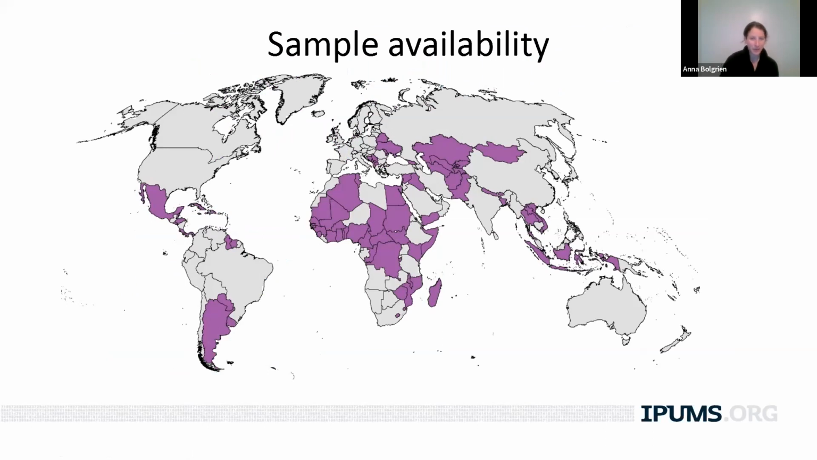Here's a map of the coverage of the IPUMS MICS data. Many of the countries shown here have multiple surveys spaced approximately every 5 to 10 years apart. There's also a small number of countries that have statistically representative subnational samples, either a specific area of the country or underrepresented populations.